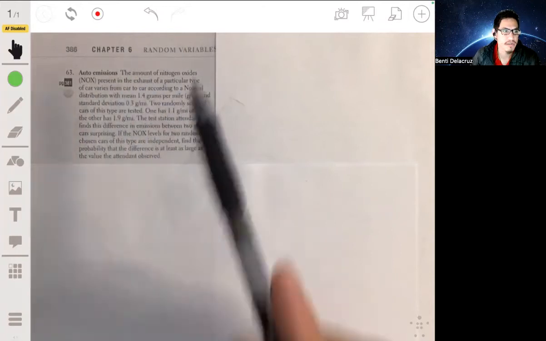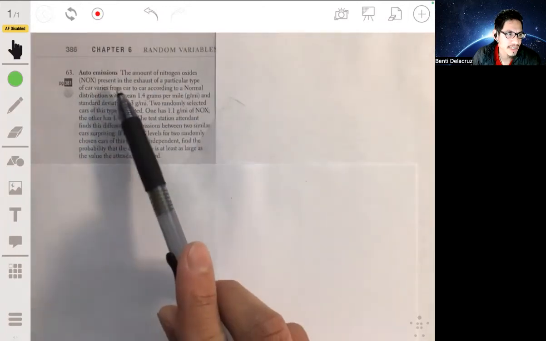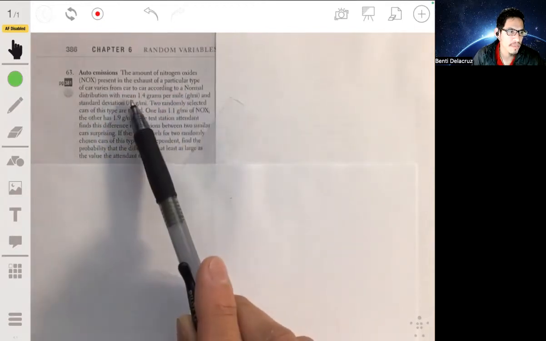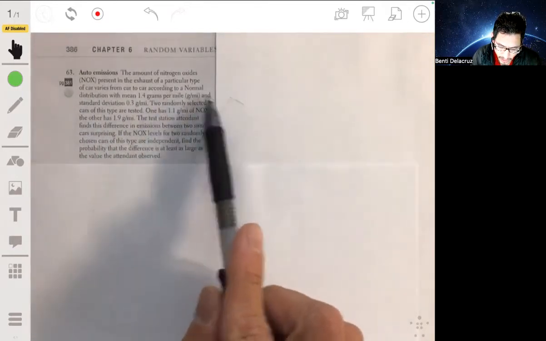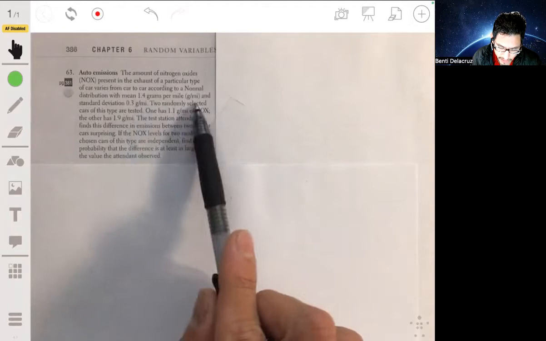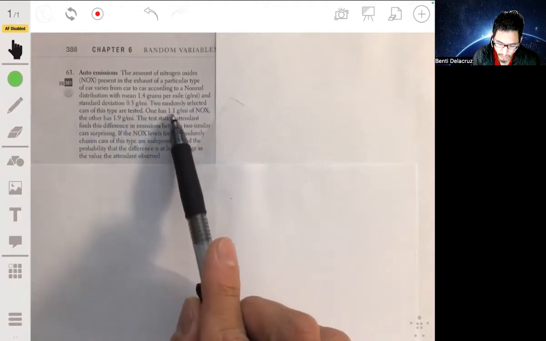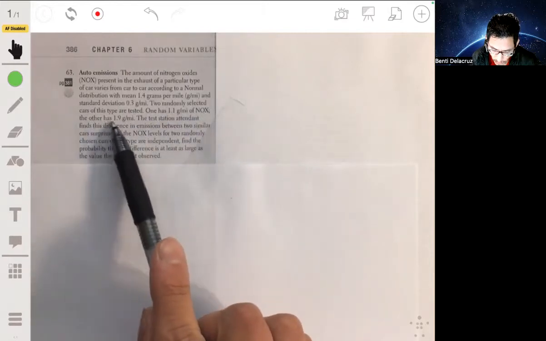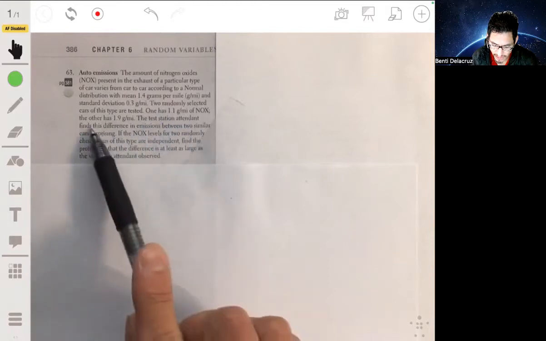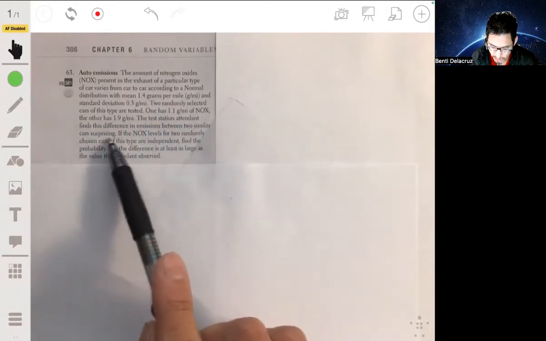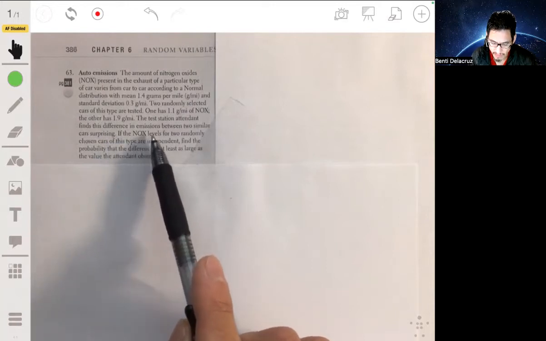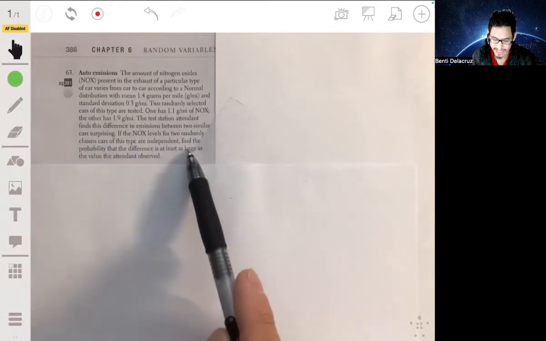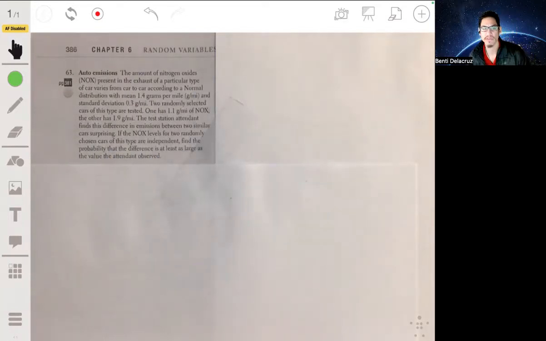The amount of nitrogen oxides, NOx, present in the exhaust of a particular type of car varies from car to car according to a normal distribution with a mean of 1.4 grams per mile and standard deviation of 0.3 grams per mile. Two randomly selected cars of this type are tested. One has 1.1 grams per mile of nitrous oxide, and the other has 1.9 grams per mile. The test station attendant finds this difference in emissions between two similar cars surprising. If the nitrous oxide levels for two randomly chosen cars of this type are independent, find the probability that this difference is at least as large as the value that the attendant observed.